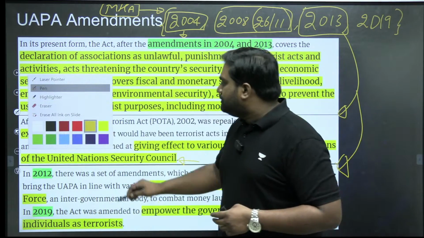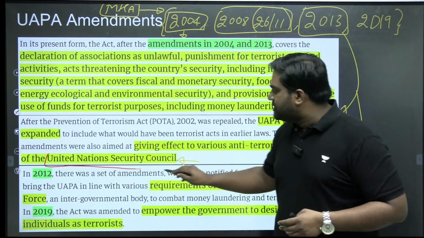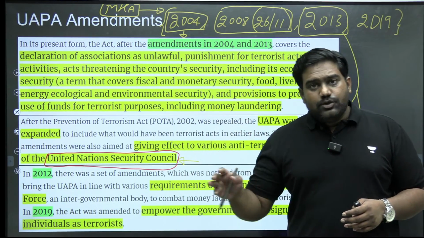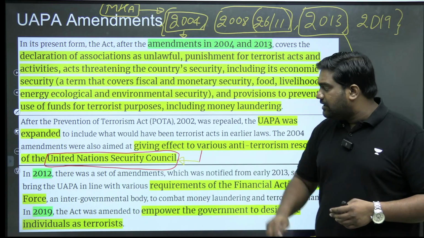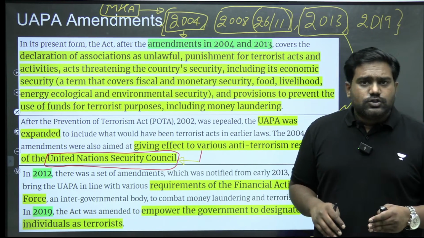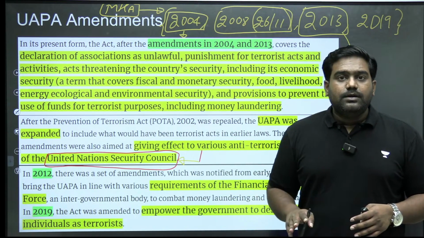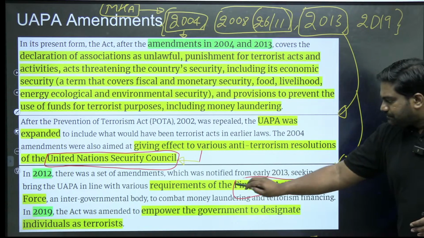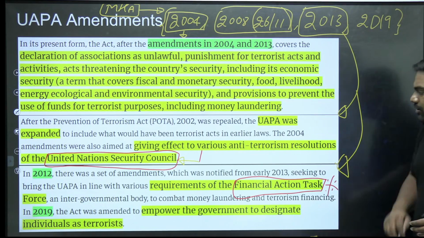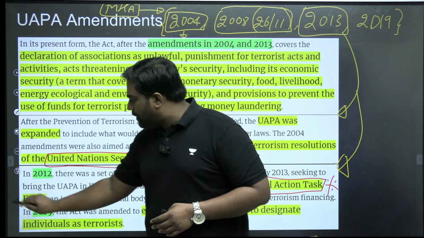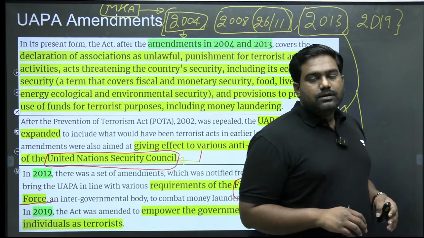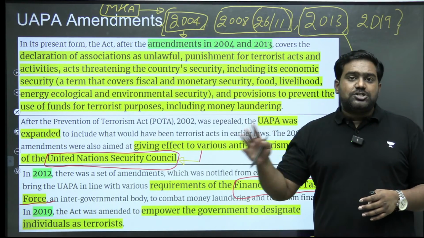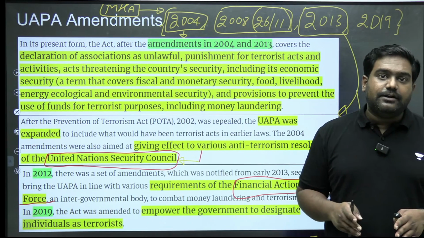The UN Security Council, which also deals with counter-terrorism, adopts a few resolutions against terrorism. So those resolutions of UNSC can be given effect in India through the UAPA. So all such provisions have been added. So through the 2013 amendment, we brought our anti-money laundering and counter-terror financing measures up to FATF standards. Both PMLA and UAPA were amended to bring them up to the Financial Action Task Force recommendations and standards.